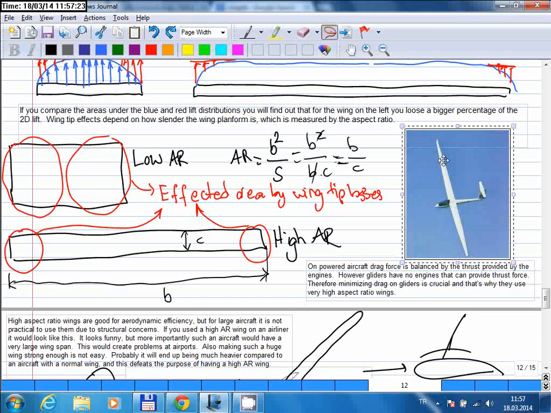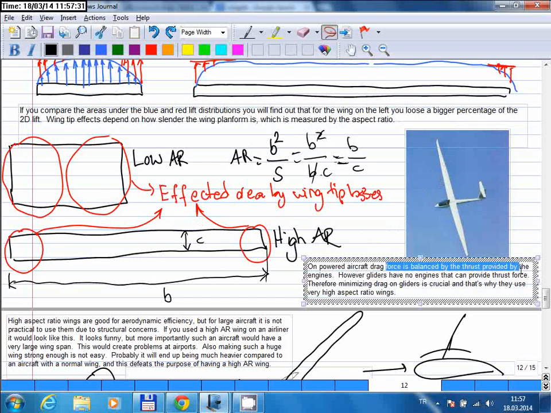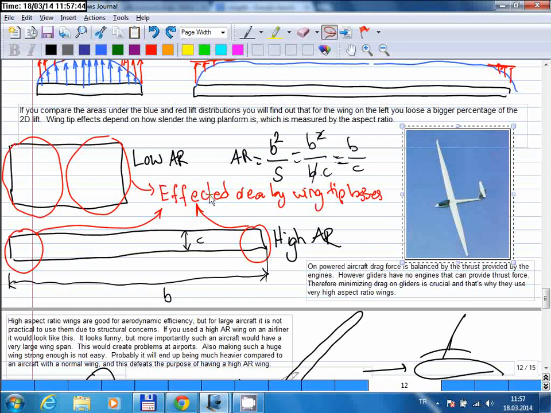And here you see an aircraft with a very high aspect ratio wing. On powered aircraft, drag force is balanced by the thrust provided by the engines. However, gliders have no engines that can provide thrust force. Therefore, minimizing drag on gliders is crucial, and that's why they use very high aspect ratio wings. So this is the glider, and the glider is an aircraft with no engine. So this doesn't have a thrust force.